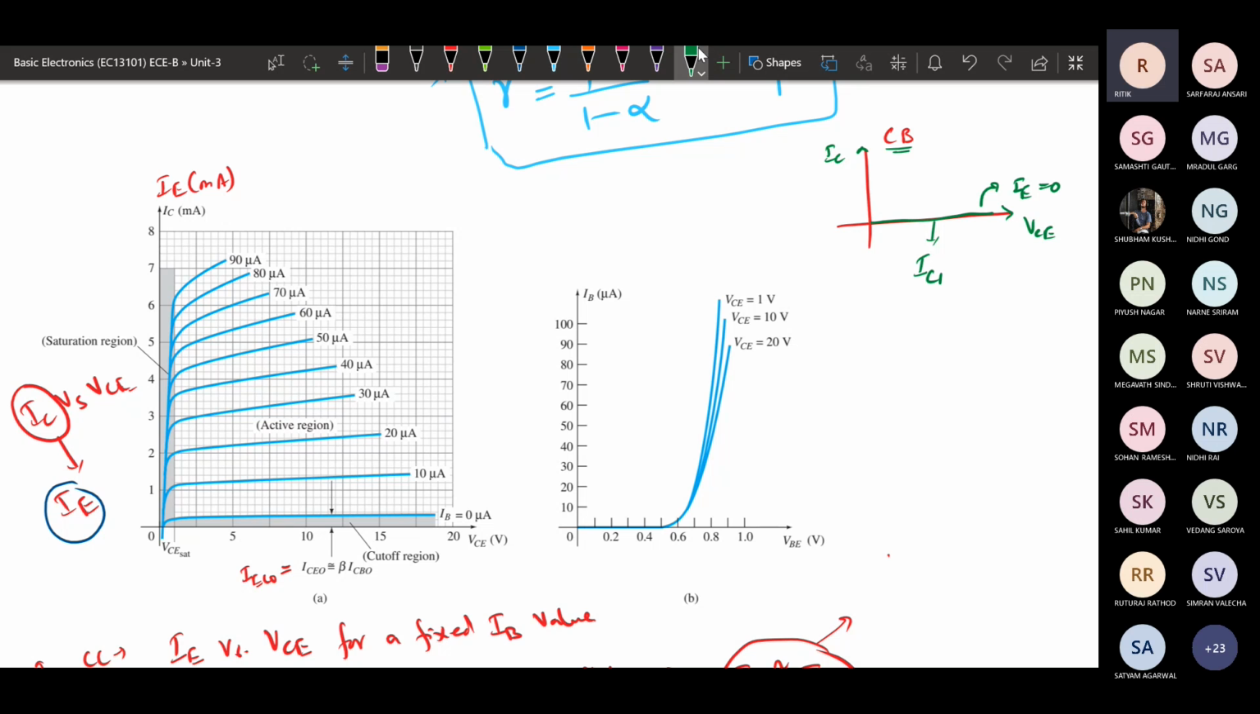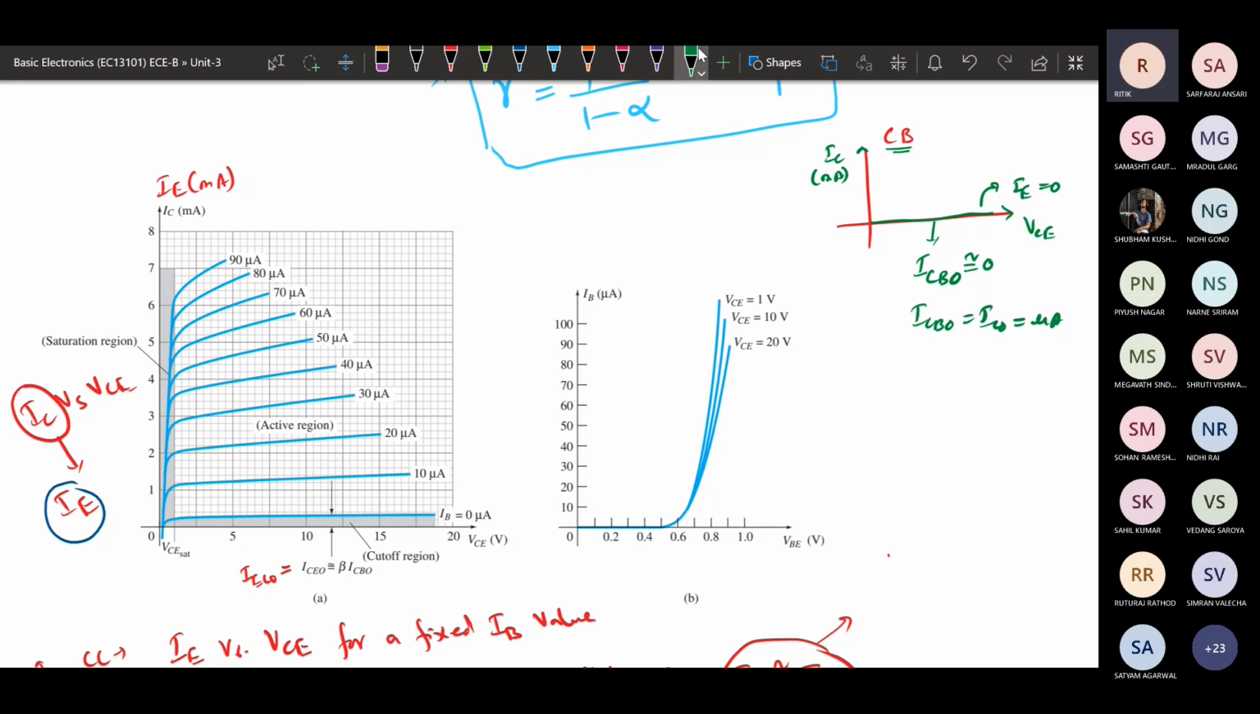So this plot is basically ICBO. ICBO is the collector to base current when the emitter is open. At that time, this will be almost zero. Why? Because this ICBO, that is ICO, is in microamperes, but IC was in milliamperes. So when emitter current is zero, the ICBO will look like zero current. IC will be zero at the time.